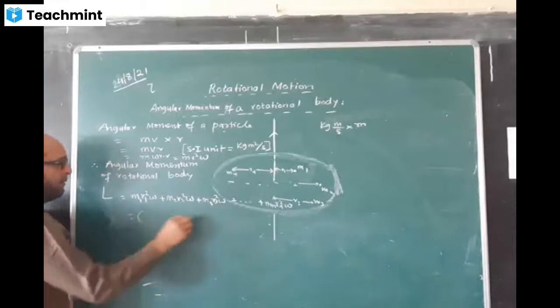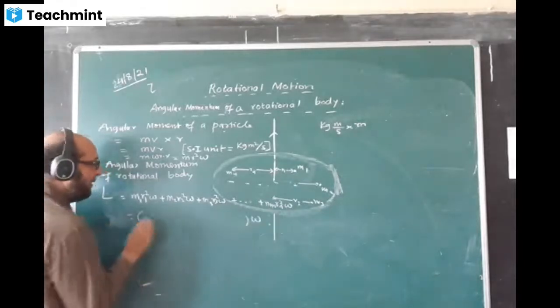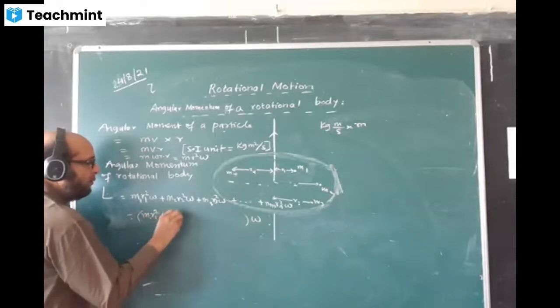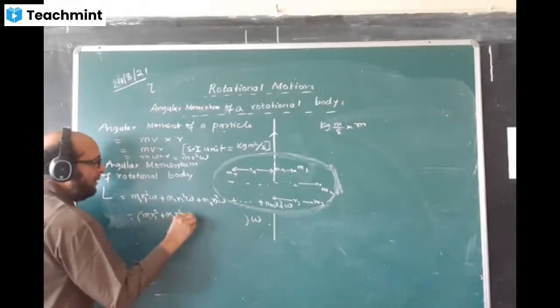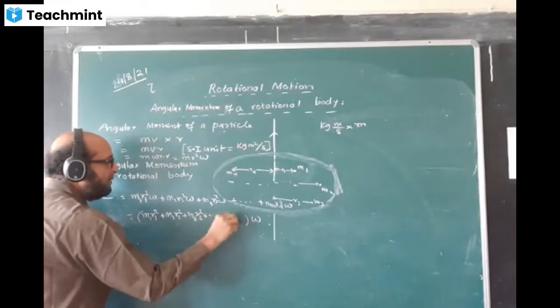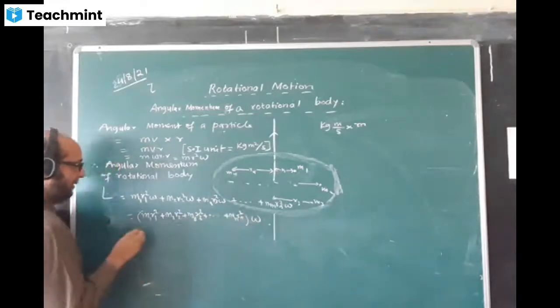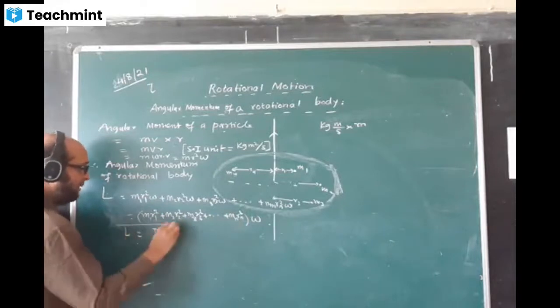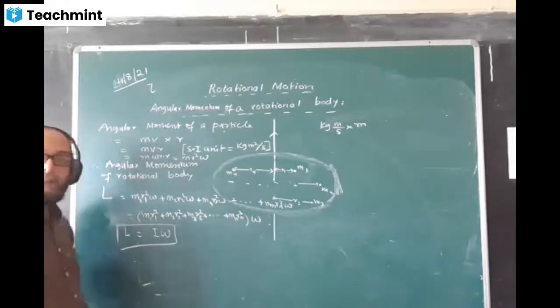Taking omega common, we get m1 r1 square, m2 r2 square, m3 r3 square, and so on, up to mn rn square. This thing becomes I. So write here I omega. This is the formula of angular momentum, I into omega.